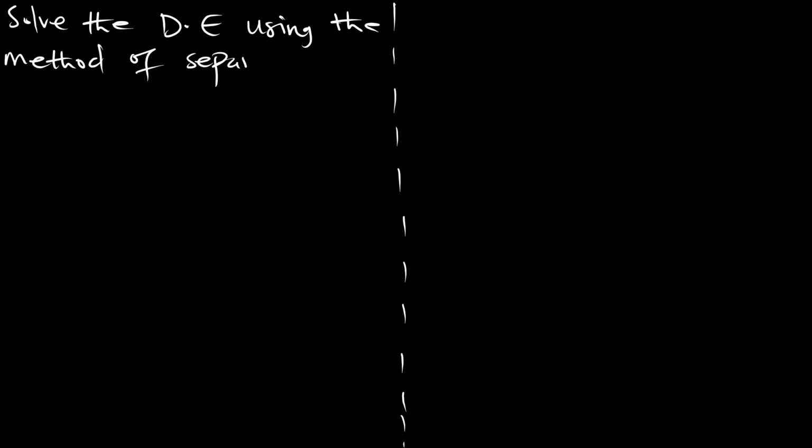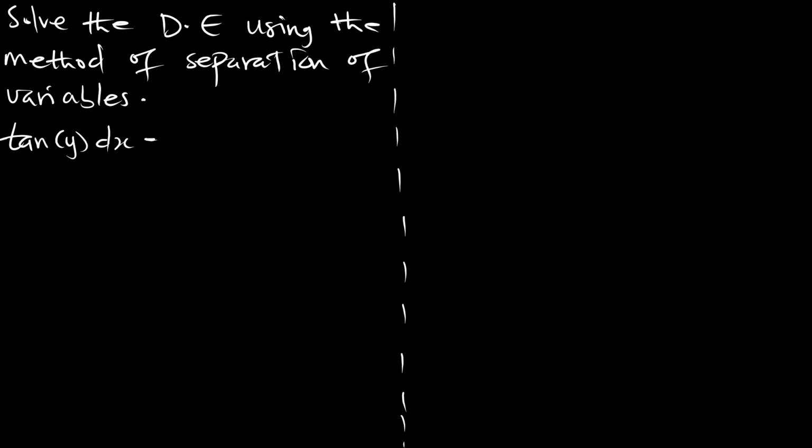In some questions, you'll be asked to use this method. The method will be mentioned, but in most of the examples too, you'll be left to find your own method. Alright, so this is our differential equation. Tan y dx equal to minus cot x dy equal to 0.